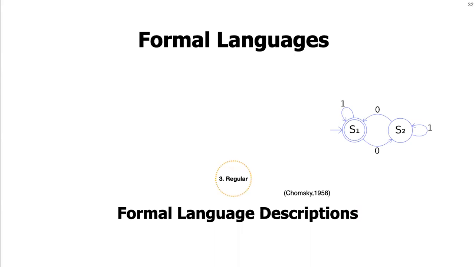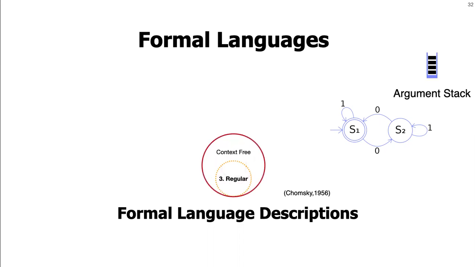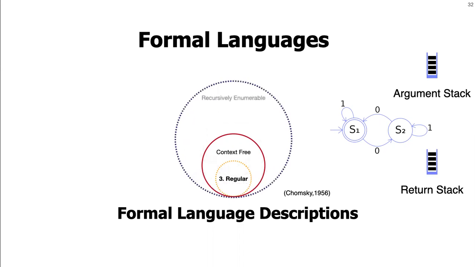The simplest is regular grammar, which can construct simple inputs that can be matched by state machines, that is, regular expressions. The next is context-free languages. These require a stack attached to the state machine for recognition, and these are called push-down automata. And then we have recursively enumerable languages, which can be matched if you add one more stack to the push-down automata, and these are equivalent to Turing machines.